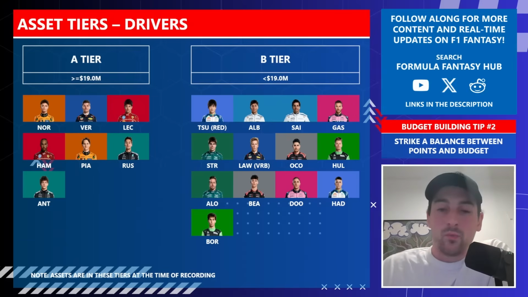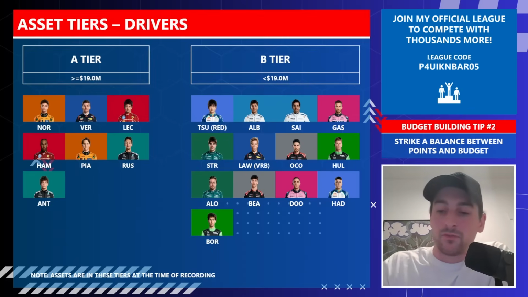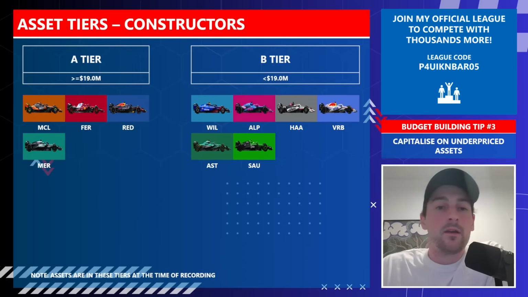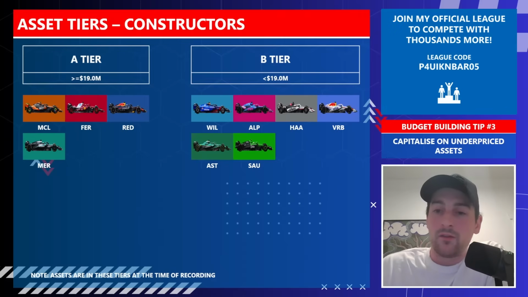But as I said, this will likely change over the course of the season. We may see assets move between the A and the B tier depending on their race performance and ongoing fantasy production as a result of that. Same again for the constructors. We have 4 in the A tier, 6 in the B tier. Again, that is going to fluctuate over the season. We may see a couple move between the A and the B, but for the most part, I expect most of these guys to sit where they are for the remainder of the season.